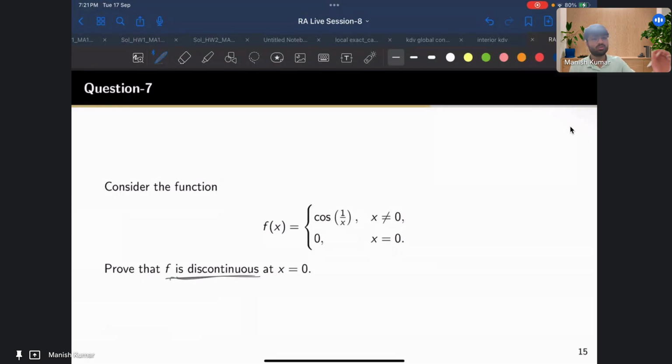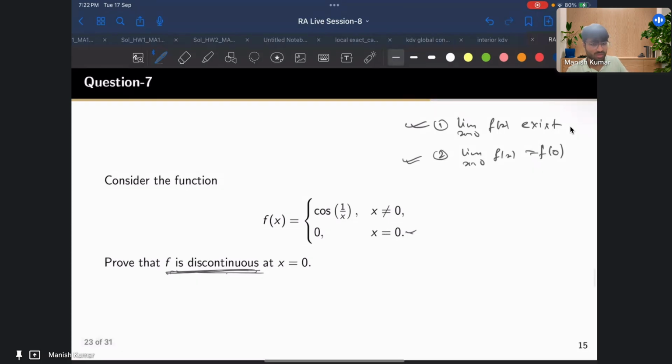Okay, so basically what you have to prove is this. You already know that f of 0 is given, so there were two conditions, right? First, the limit as x goes to 0 of f(x) should exist. Second, the limit as x tends to 0 of f(x) is equal to f(0). Now you have been asked to prove that f is discontinuous at x equal to 0. That means either you have to show that the limit will not exist, or if it exists, then you have to show that it cannot be equal to f(0), right? So let us see which condition is going to fail over here.